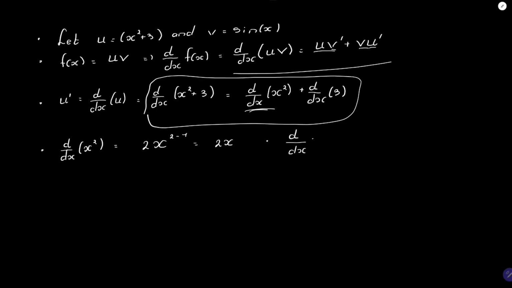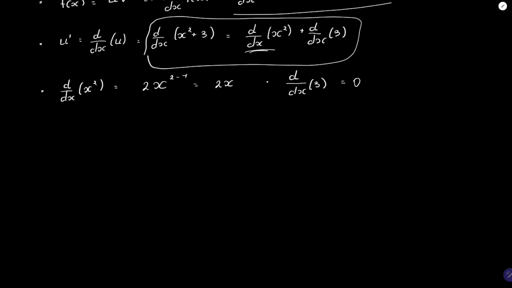Let's move on to the next term. The derivative with respect to x of 3 gives us 1. Why does it give us 1? Because 3 is a constant. And recalling our constant rule, it states that the derivative with respect to x of any constant is 0. Sorry, I wrote 1. It is 0. So the derivative of any constant is 0. So let's move on.